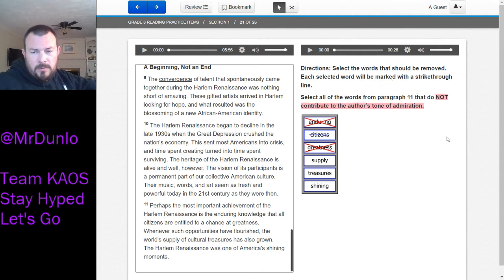Does not contribute to the tone of authors. Supply. I got a big supply of paper clips in my desk, but I don't really admire them. Maybe it's a dumb example, but I actually don't have a big supply of any school supplies by this point of the year.